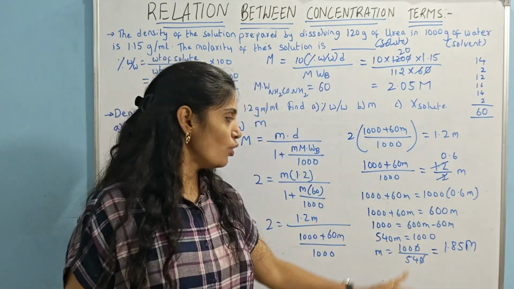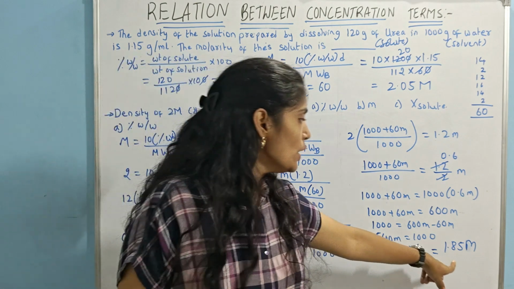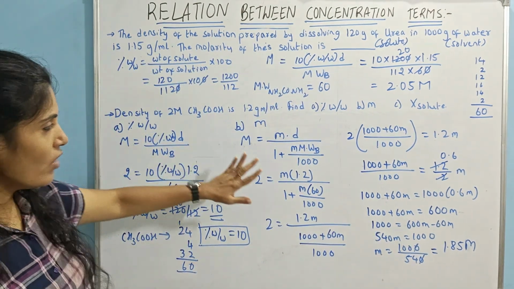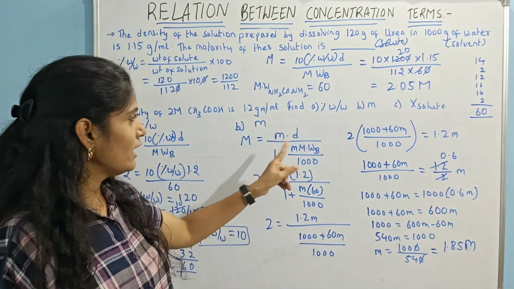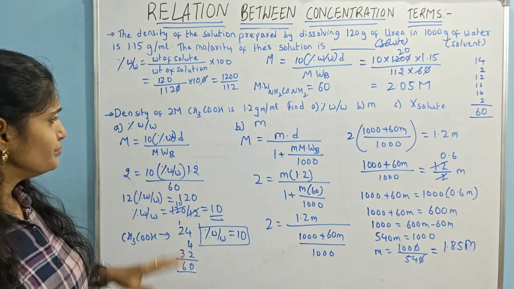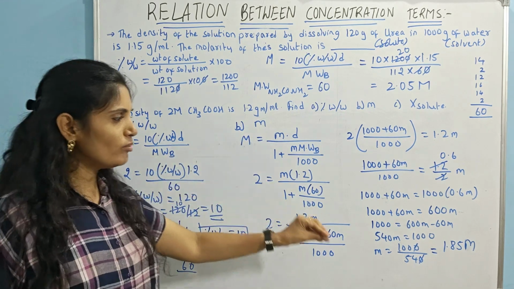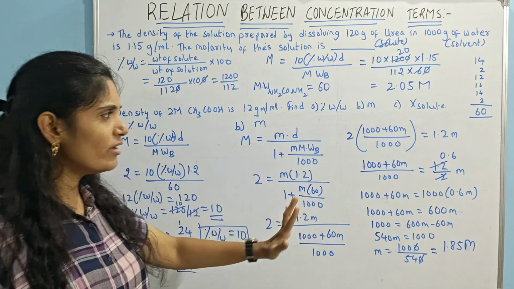Once you do the calculation of 100 divided by 54 and check, you will get the answer to be 1.85 molar. This is how I have used the formula and calculated molality. I have calculated molarity by using this formula. There are little mathematical things which will take a little time, but it's fine.